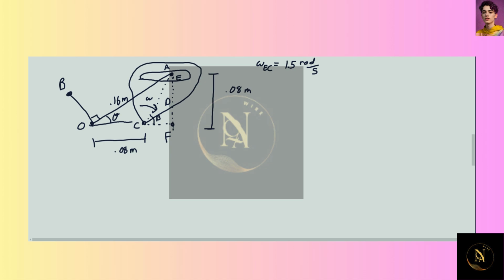We're given some lengths such that the length OA is 0.16 meters. The distance OC is 0.08 meters, and the height between A and F or E and F is also 0.08 meters. And we'll have to use some geometry and trigonometry to figure out some angles and then figure out how fast that latching mechanism AOB actually rotates.